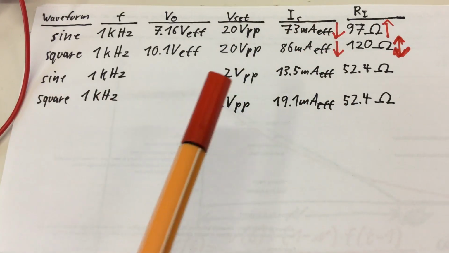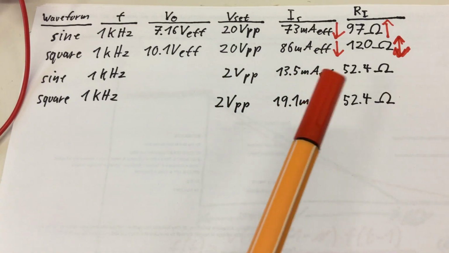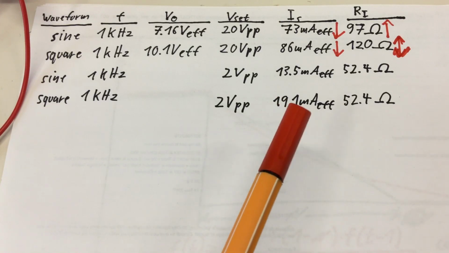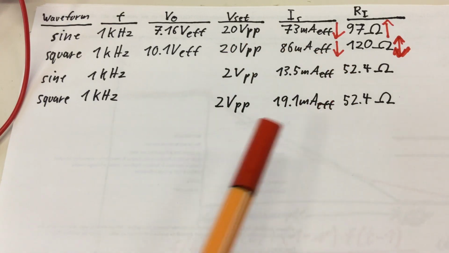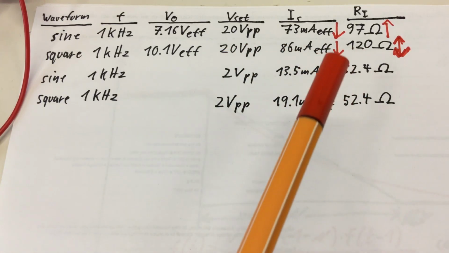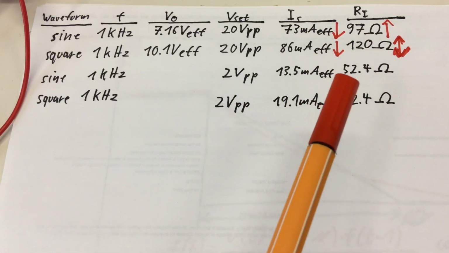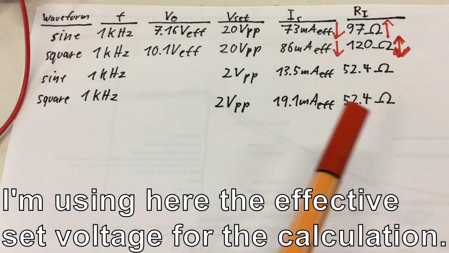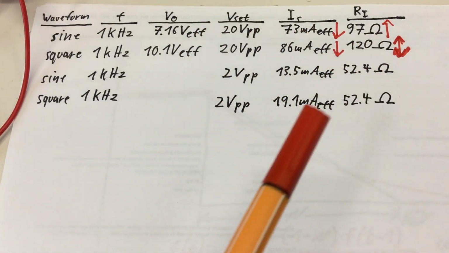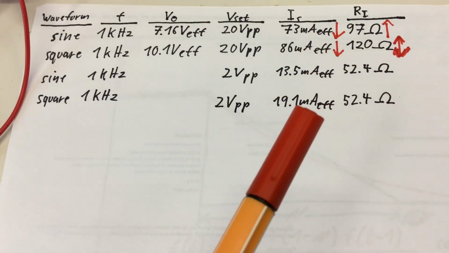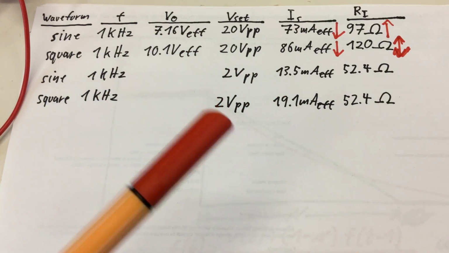However, for the 2 volts peak to peak, we got a stable 30.5 milliamps effective and 19.1 milliamps effective for sine and square wave. And that gives us exactly the same internal resistance of that thing. Its output impedance of 52.4 ohms each time in both cases. So not quite 50 ohms, but within plus minus 5% at least. So good enough for that kind of function generator, I guess.